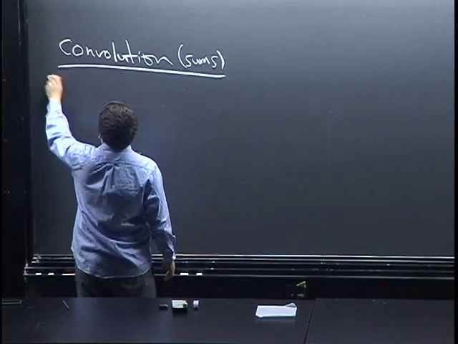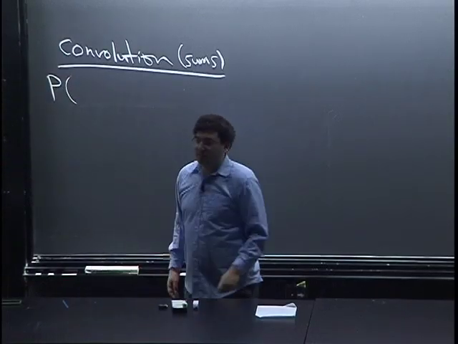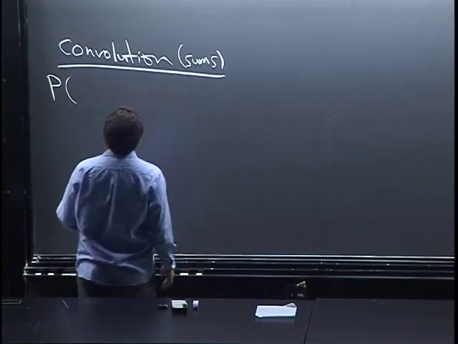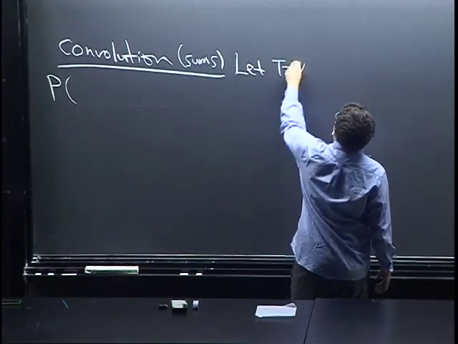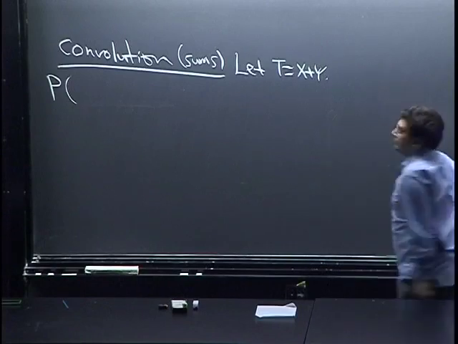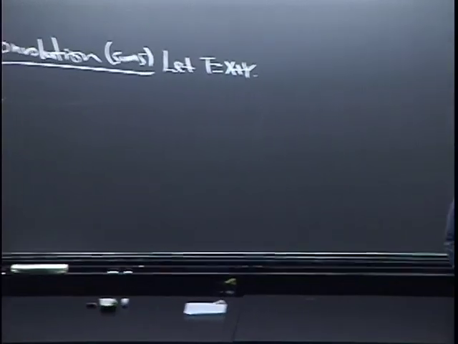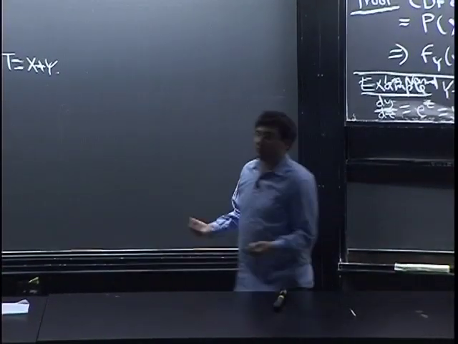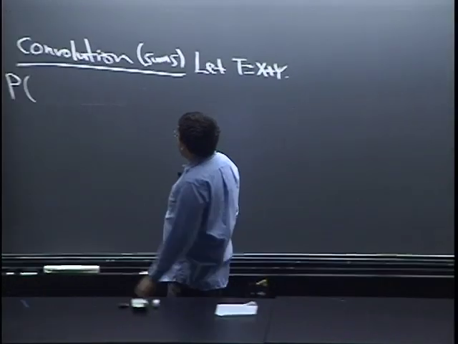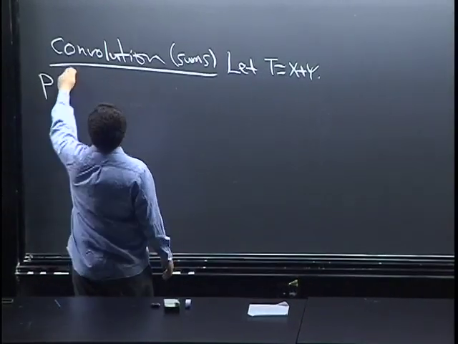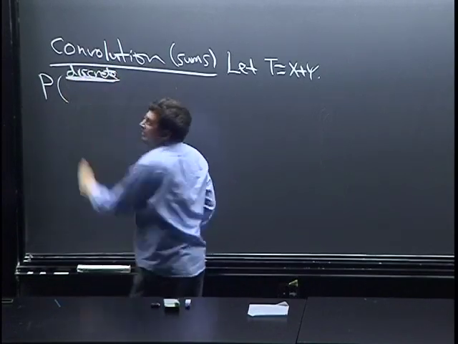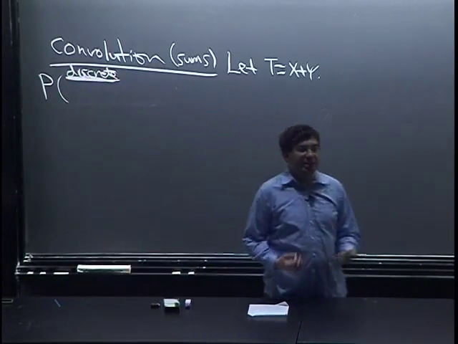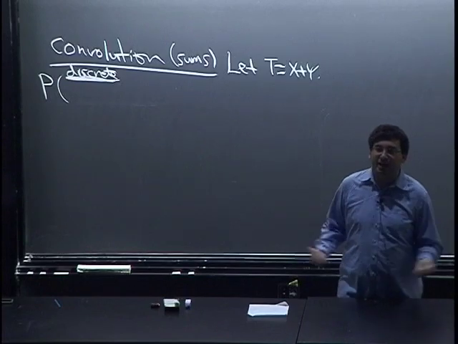So in the discrete case, we've already done calculations like this. So let's let T equal X plus Y. And we want to know the distribution of T, assuming we know the distribution of X and the distribution of Y. That's called a convolution. So in the discrete case, we can just immediately write down a formula. It may be a messy formula. It may or may not be something we can actually do, but at least we have an expression.